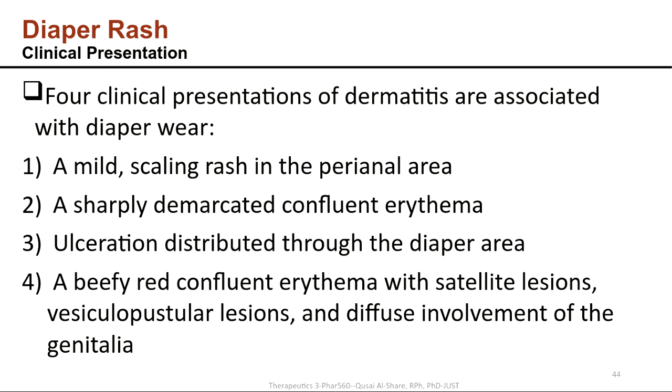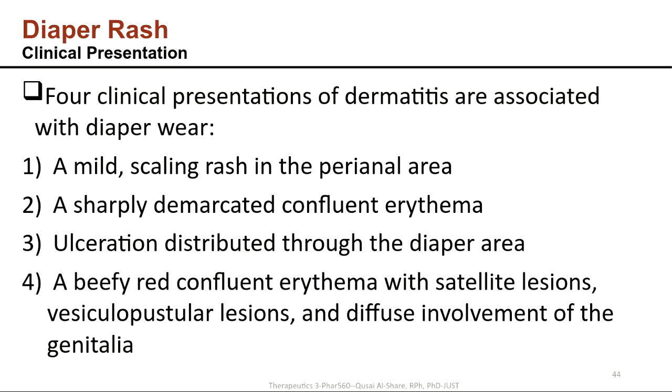So the clinical presentations, 4 clinical presentations of dermatitis associated with diaper rash: a mild scaling rash in the perianal area. Number 2, a sharply demarcated confluent erythema. That erythema is very red, with erosions sometimes in this area, and ulceration, distributed through the diaper area. When you look, you see it only in the diaper area, though it may extend a little.